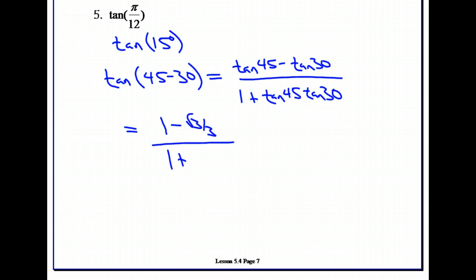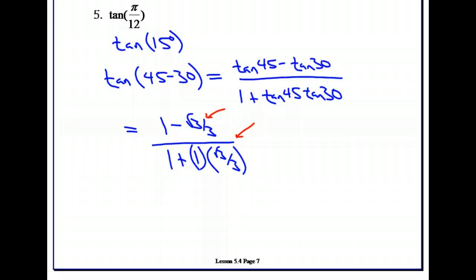Here I've got 1 plus 1. Tangent of 45 is 1. And I've got this root 3 all over 3. Okay, couple things wrong with this fraction. First of all, there's square roots in it. You can't leave square roots on the bottom of a fraction. Second thing is, you have fractions within the fraction. Look at this. There's a fraction. It's over 3, and then it's the bigger fraction here. And so what do you do about that?